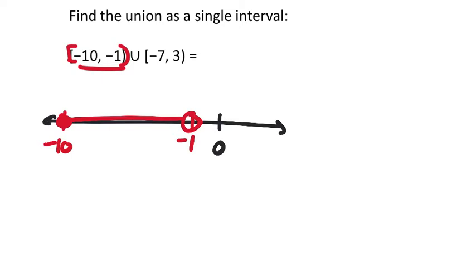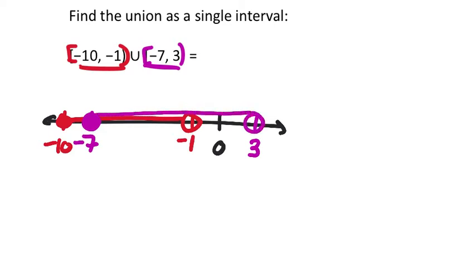Now, we've got this one. I'll do it in purple. -7 would be, we'll say, about right here. And then 3 about right here. Okay, now at -7, there would be a closed circle, because it is a square bracket. 3 is a parentheses, so I'd have an open circle at 3, and then everything in between is included.